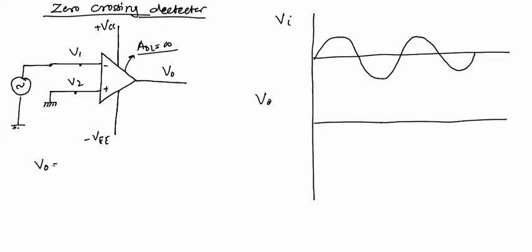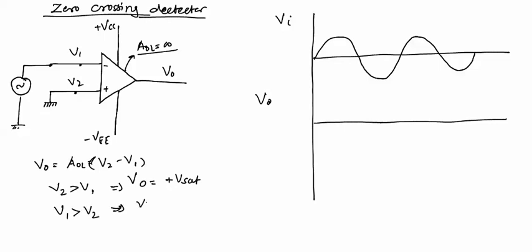We know that the output of operational amplifier is AOL into V2 minus V1. If V2 is greater than V1, then output V0 will be equal to plus Vsat. If V1 is greater than V2, then output V0 will be equal to minus Vsat. Now we'll start the analysis.